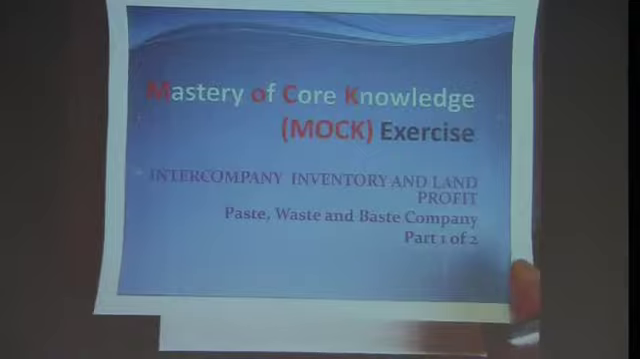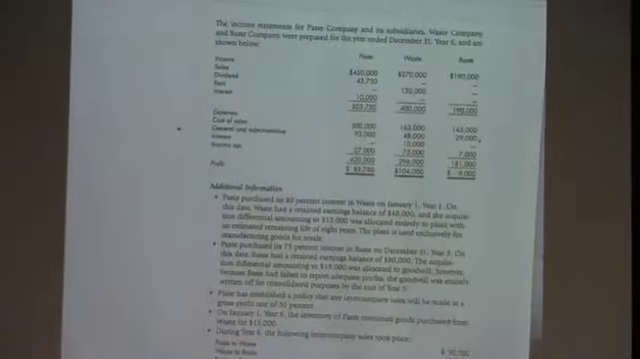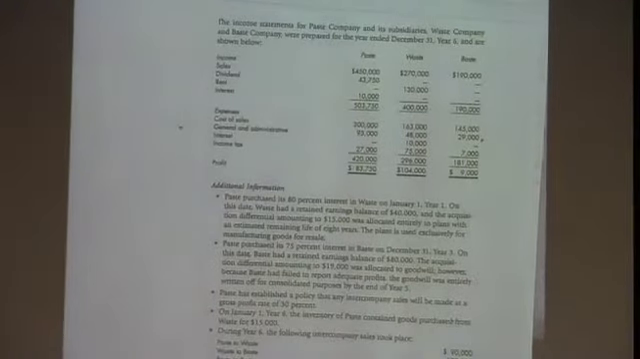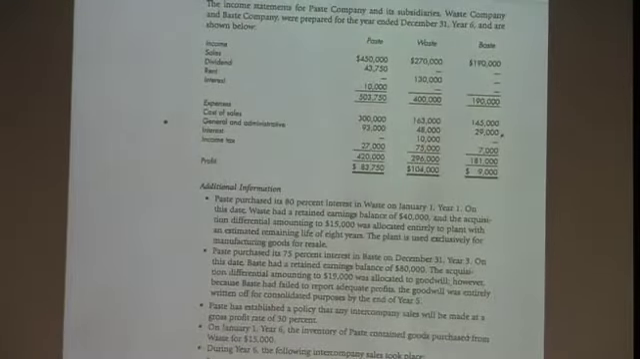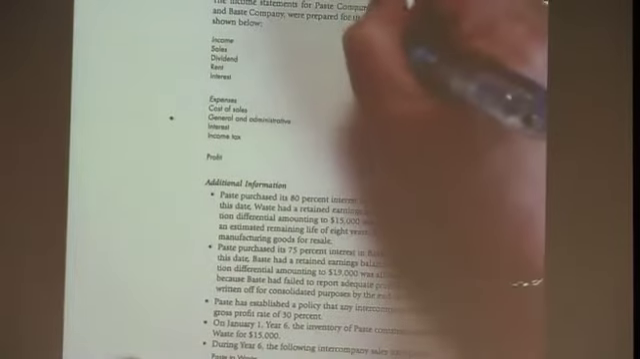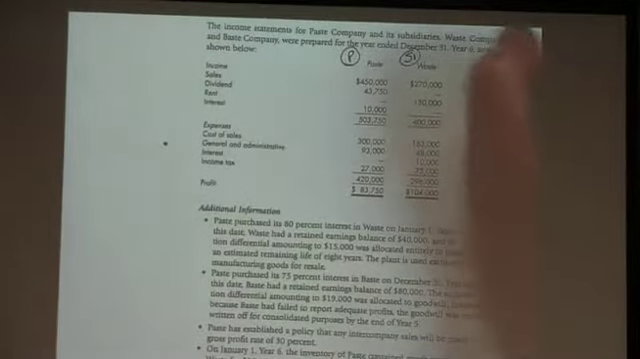So this question is called Paste, Waste, and Base. So let's read it together. Let's read the question together, and we can walk through it, and then we can see some of the key elements of the question. So first of all, we've got an income statement of Paste and its subsidiaries. So we know this is the parent, so I'll put a P beside it. And this is subsidiary 1 and subsidiary 2, or let's call it Waste and Base.